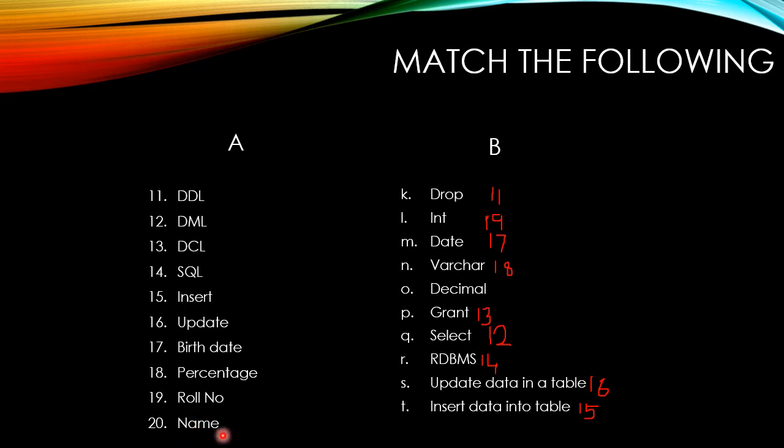Next, last one is name. Sorry, here by mistake I have written 18 for varchar, but it is for decimal. So I will just erase this one.